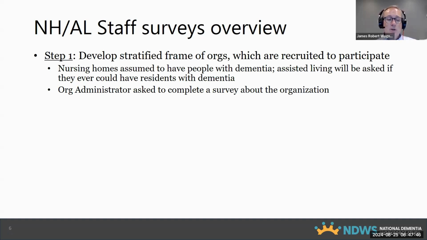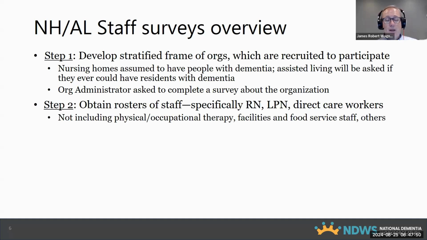The organizational administrator will be asked to complete a survey about the organization. In step two, we'll obtain a roster of staff, specifically RNs, LPNs, direct care workers.